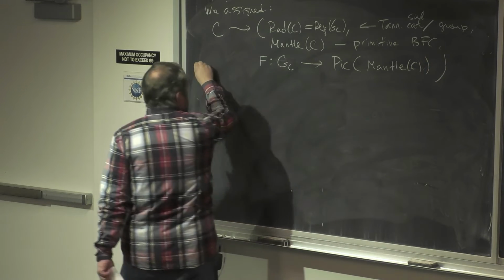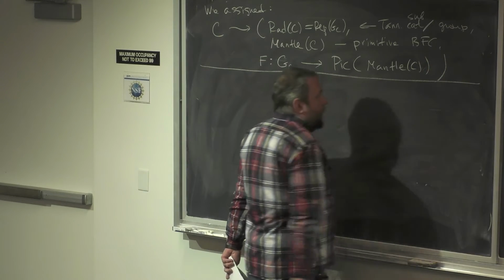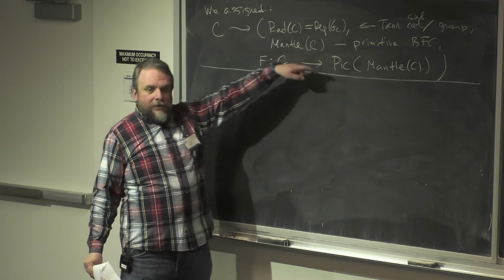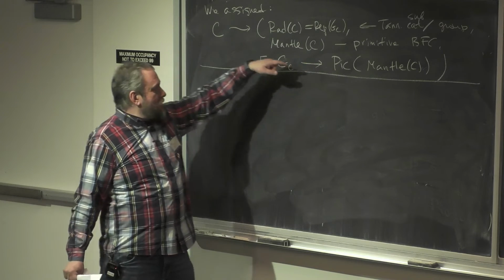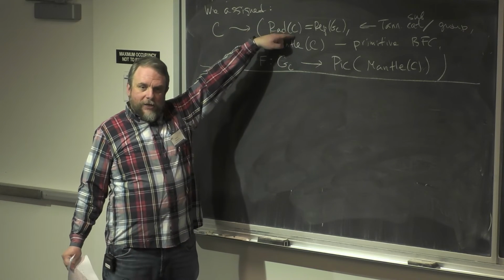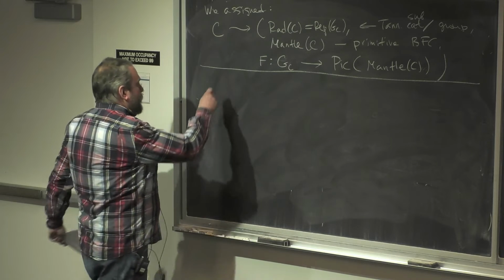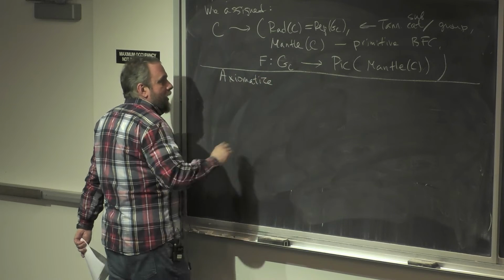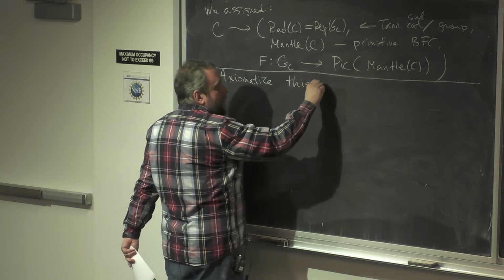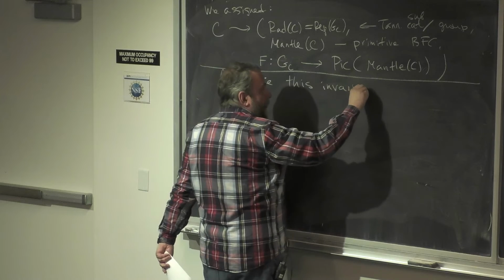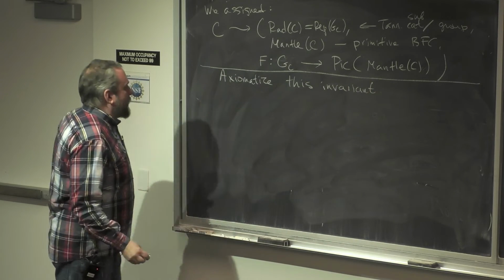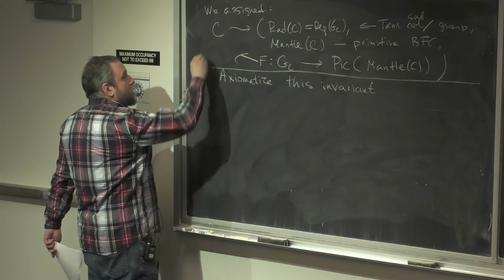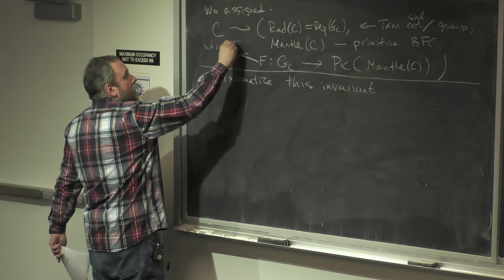Okay, so now what we'd like to do is to axiomatize such things, because not every functor will appear. The condition is that the radical is the intersection of maximal Tannakians is strong, right? So we will try to axiomatize this invariant. In other words, describe really which F can appear.